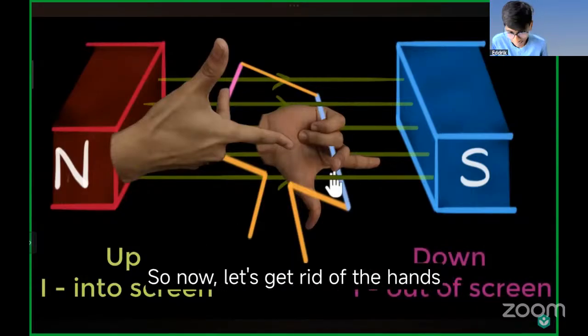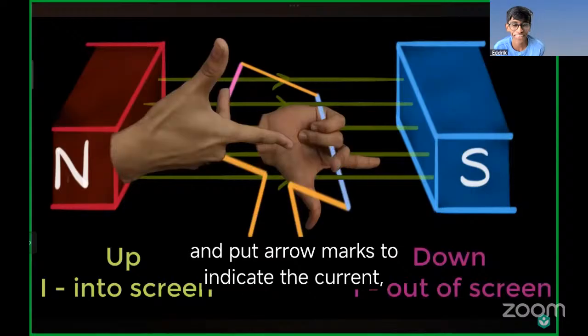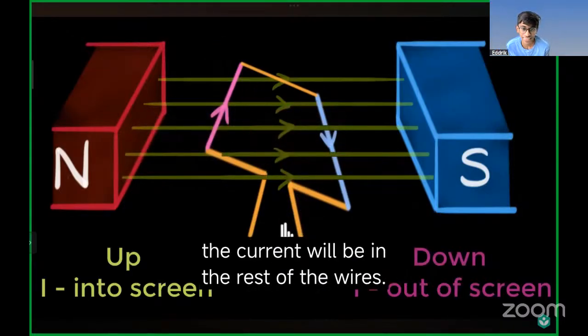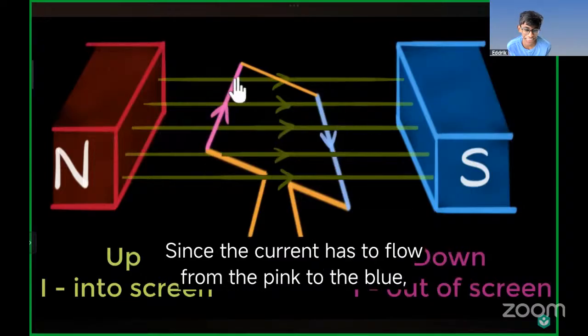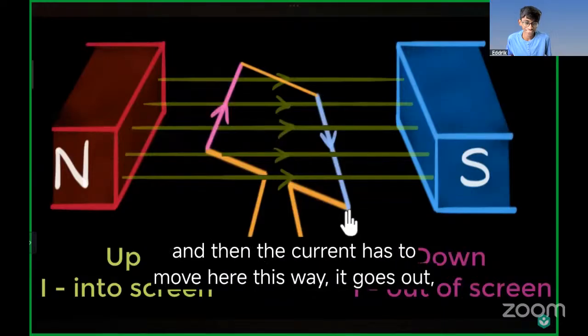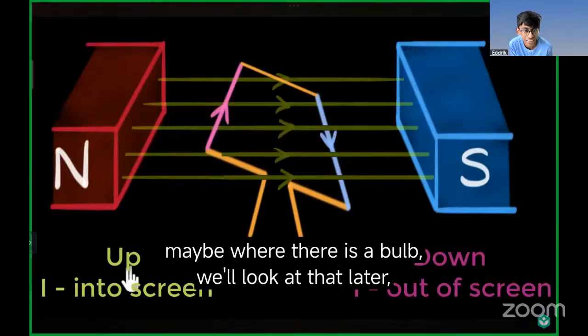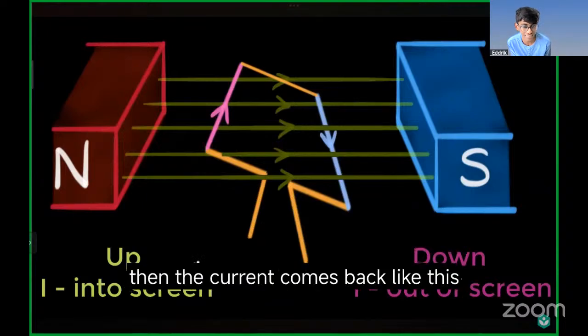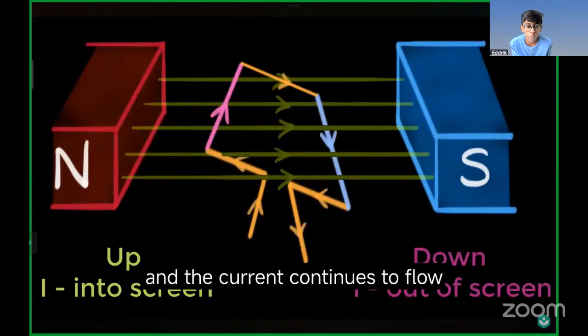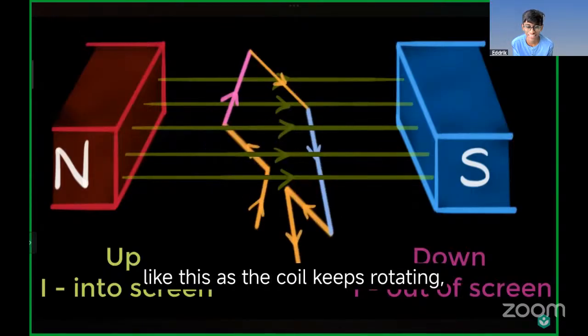So now let's get rid of the hands and put arrow marks to indicate the current. And now we can guess what direction the current will be in the rest of the wires. Since the current has to flow from the pink to the blue, we can say that the current has to move here like this. And then the current has to move here this way. It goes out to that external circuit, maybe where there's a bulb. We'll look at that later. Then the current comes back like this and it flows in this way.